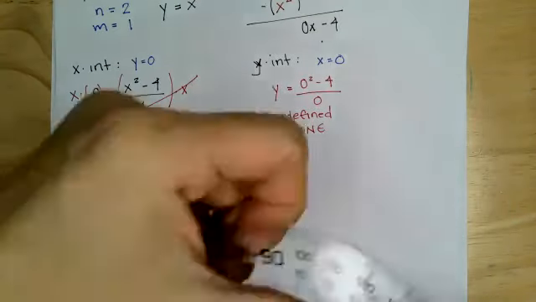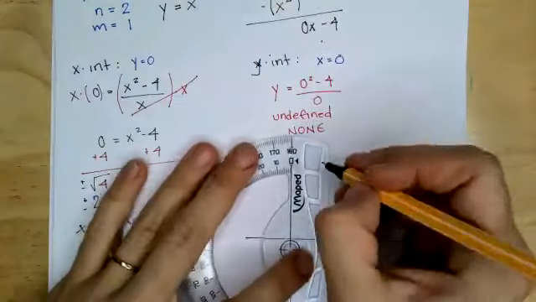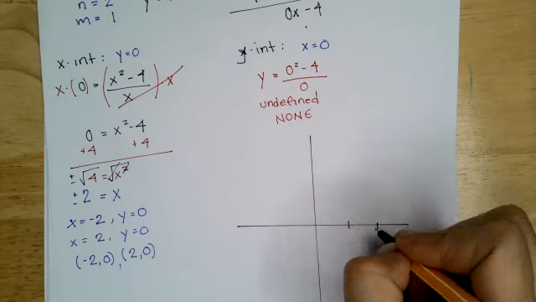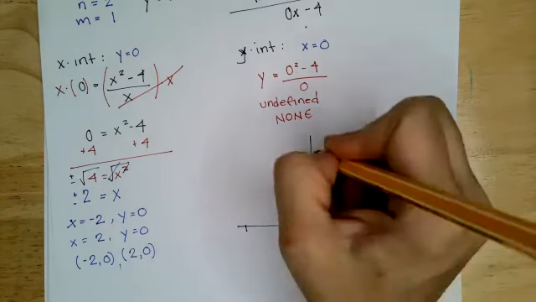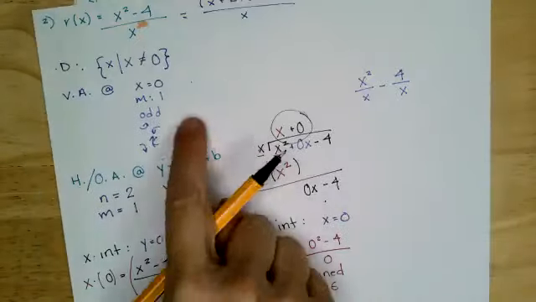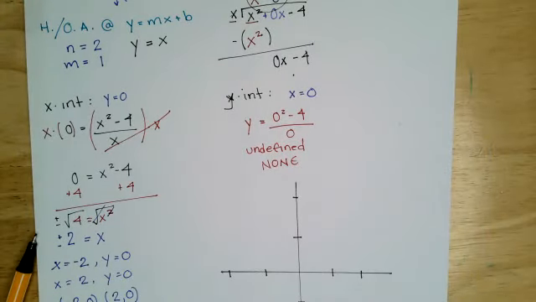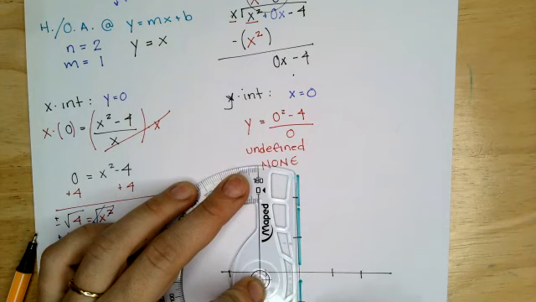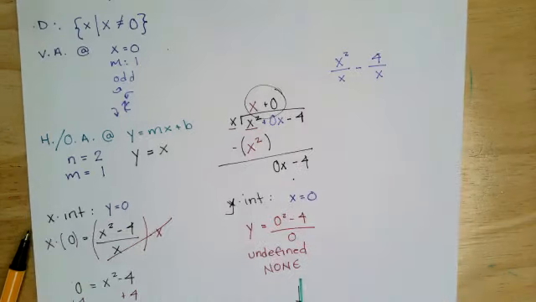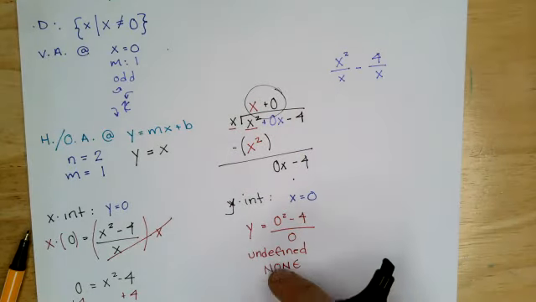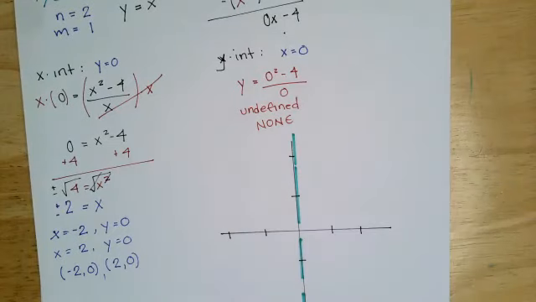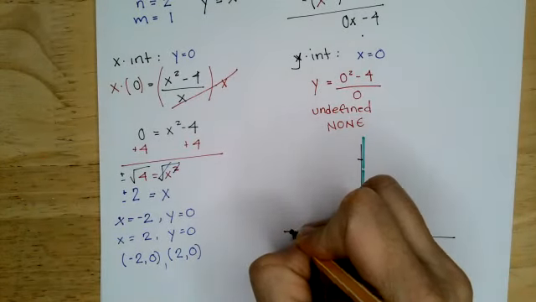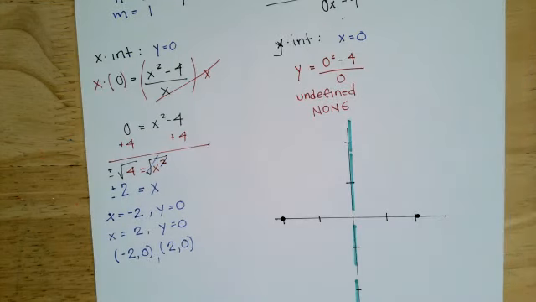I think I have enough room to graph this one. Here's our y-intercept. I'm going to give us positive 2 and negative 2, right? On our x-axis. All right, remember, our vertical asymptote is at x equals 0. Drop that guy. Our vertical asymptote is right here, so it's never going to touch the y-axis, right? It is a vertical asymptote, and it's going to go up one side, down the other side, right? It's going to cross the x-axis at negative 2 and at positive 2, and it's never going to cross the y-axis. Good.